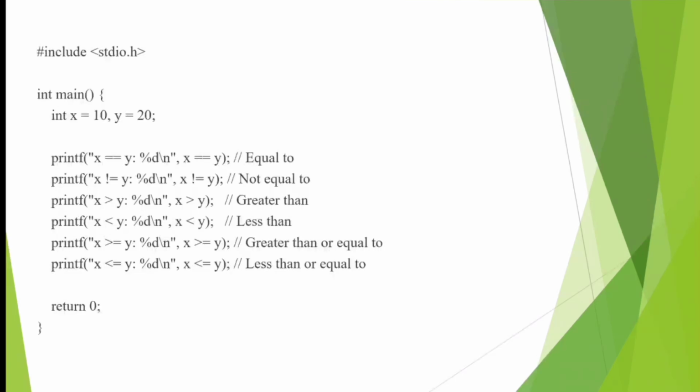Here is an example program using relational operators. So the main function, and then here we are declaring variables called x and y. x is equal to 10 and y is equal to 20. And then next we are equating the two values. So x equal to y, here equating 10 and 20. So 10 equal to 20. It will check whether both the values are equal.